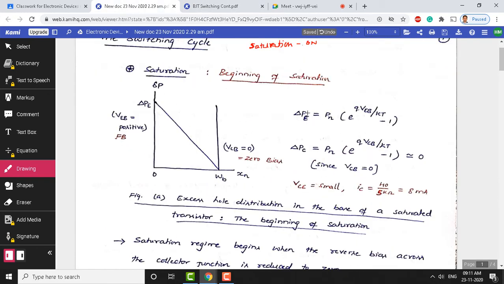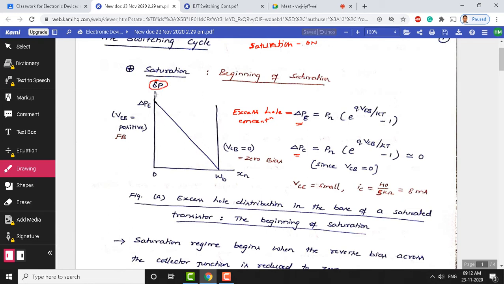Now we have an equation here. What does delta P in this equation represent, any idea? Many times I use these equations. These are called excess hole concentration, minority carriers, excess hole concentration, that is delta P. You can see this height tells you that this is delta P, the hole concentration.